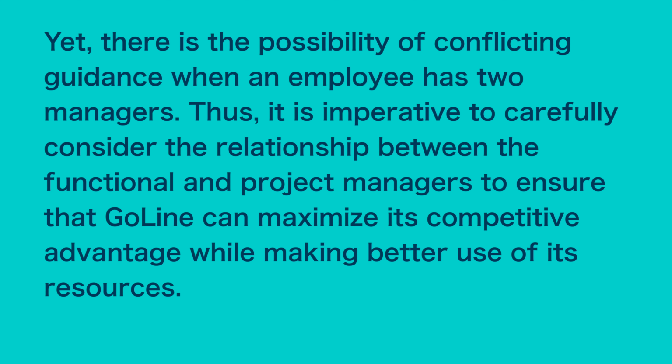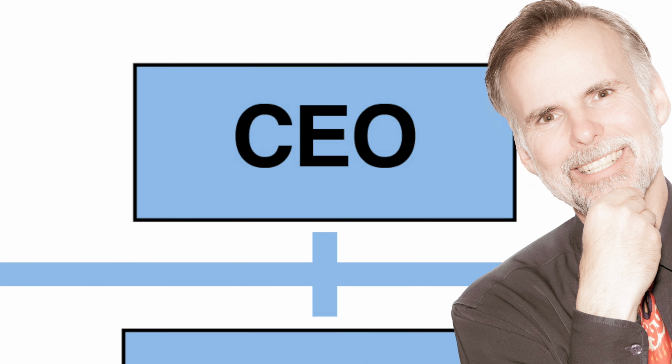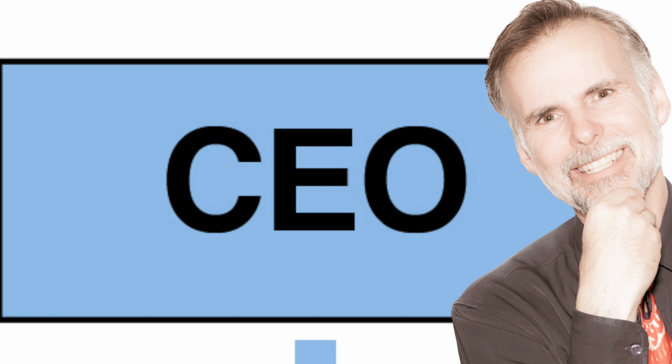Yet, there is a possibility of conflicting guidance when an employee has 2 managers. Thus, it's imperative to carefully consider the relationship between the functional and project managers to ensure that GoLine can maximize its competitive advantage while making better use of its resources. In summary, an organizational chart is an effective way to define the roles, responsibilities, and relationships between people within an organization. I guess it's time to figure out where I fit into this organizational chart.